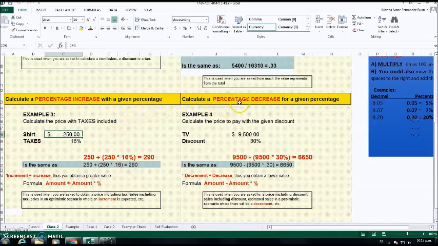The other way is calculating a decrement. For example, when we have a discount over an article, when we are buying, for example, a TV, which is 9,500 pesos, and it has a discount of 30%. In this case, to the original price, we're going to subtract the value of that 30% of discount, which is just the multiplication. Then the final price we need to pay is, of course, less than the original price of the TV without the discount.